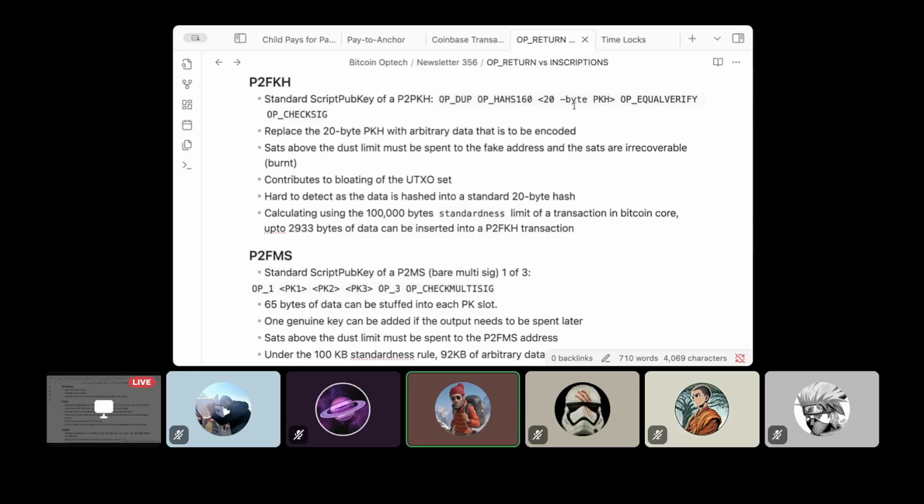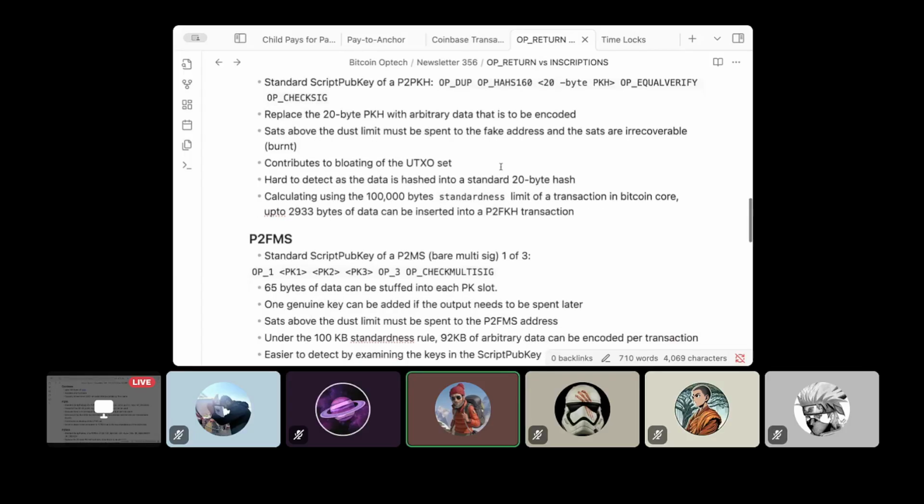For this also, you must spend some value of Bitcoin that is above the dust limit. Otherwise, transactions are less likely to be mined. And whatever sats that you put into this transaction typically gets burnt, or you cannot spend it again. There is no private key corresponding to this public key hash. This method also contributes to the bloating of the UTXO set.